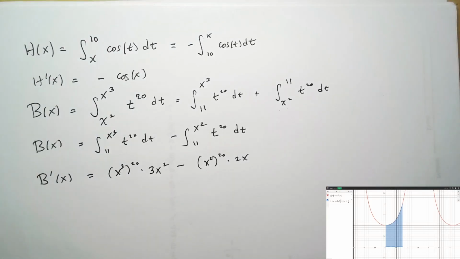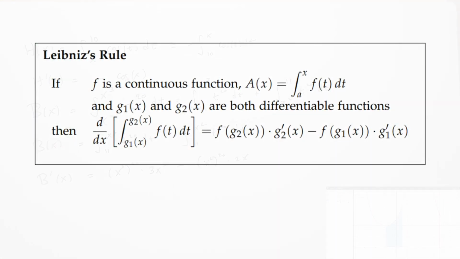This more general version of the first part of the fundamental theorem of calculus is sometimes called Leibniz's rule. Here's our lower function, g1 of x, our upper endpoint function, g2 of x. If you prefer to use this formula, by all means do so, or you can think of any problem of this type as simply a combination of the first part of the fundamental theorem and the chain rule.